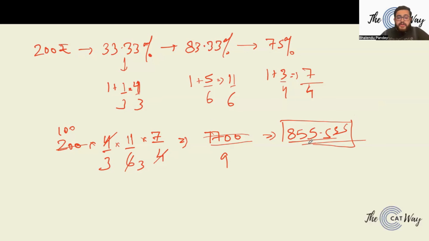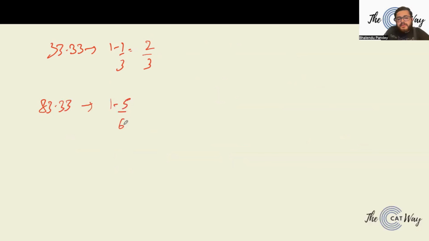Right? So you see how easy it becomes to solve the questions once we are comfortable with the multiplying factor. And on the same lines, if you want to reduce, for 33.33% the multiplying factor would be 1 minus 1 by 3, that is 2 by 3. For 83.33%, the multiplying factor will be 1 minus 5 by 6, that is 1 by 6.